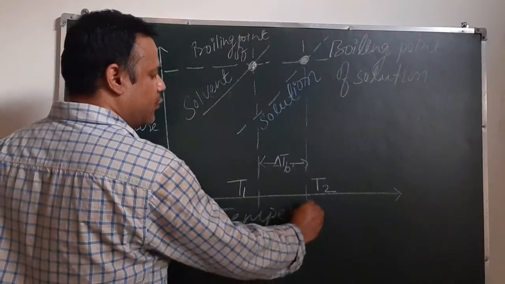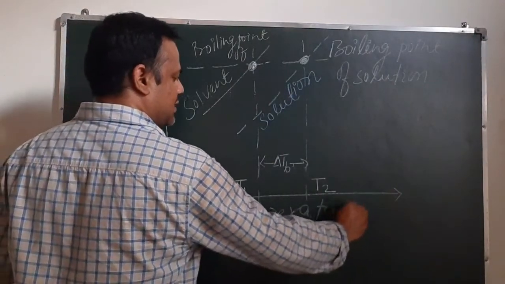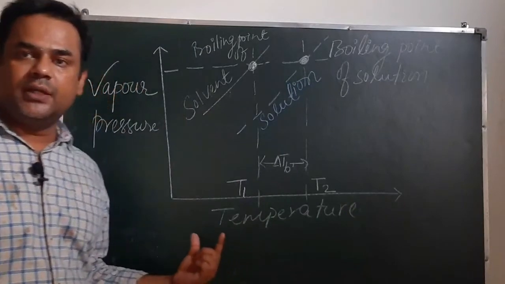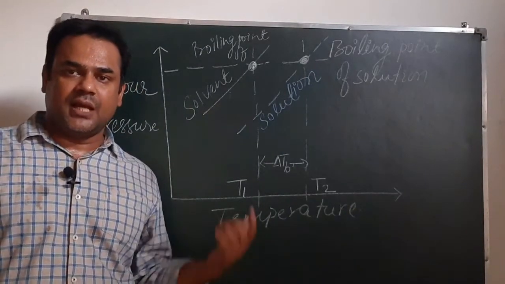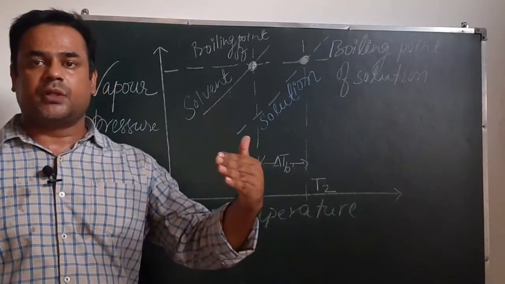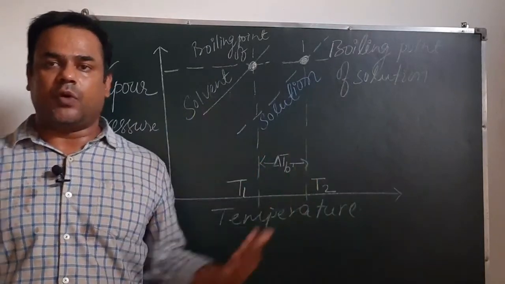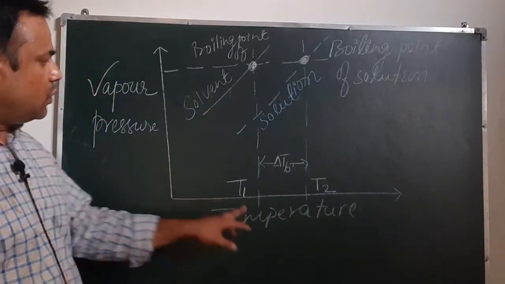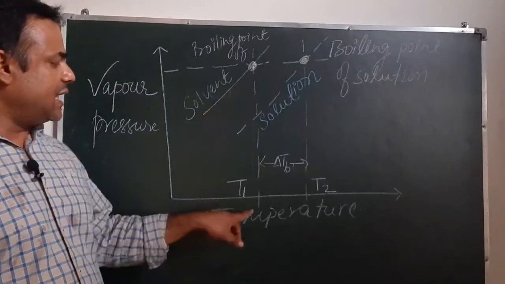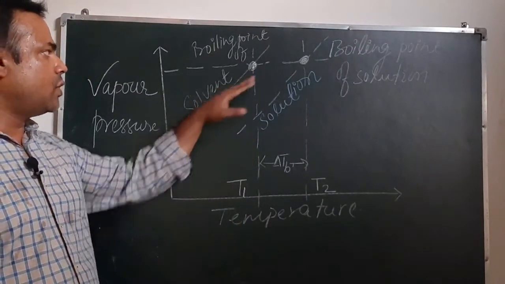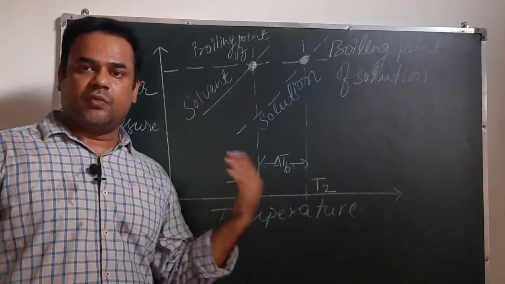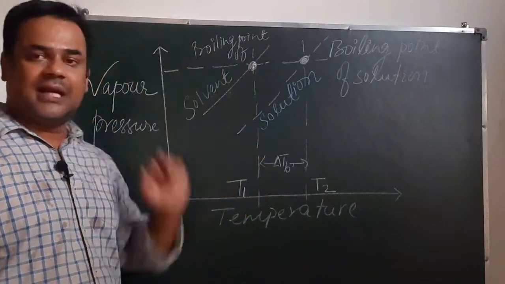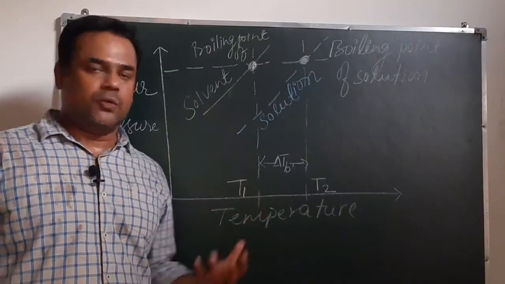So we define boiling point. A constant temperature at which vapor pressure of liquid becomes equal to atmospheric pressure. So when we start to raise temperature, then at T1 temperature, pure solvent acquires vapor pressure equal to atmospheric pressure, and we say that solvent has started to boil.